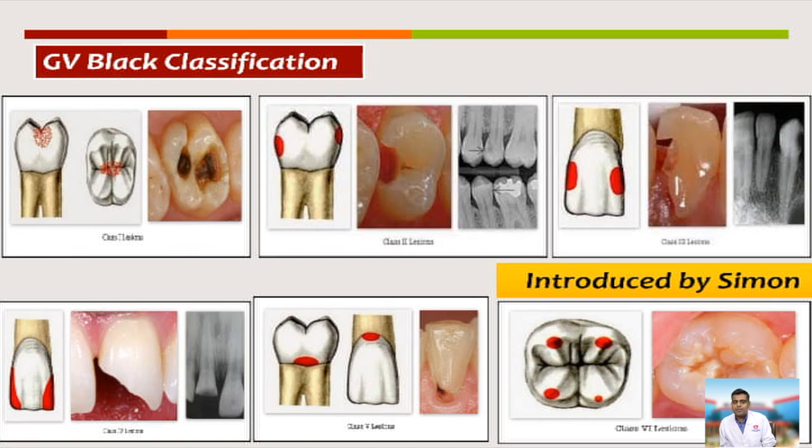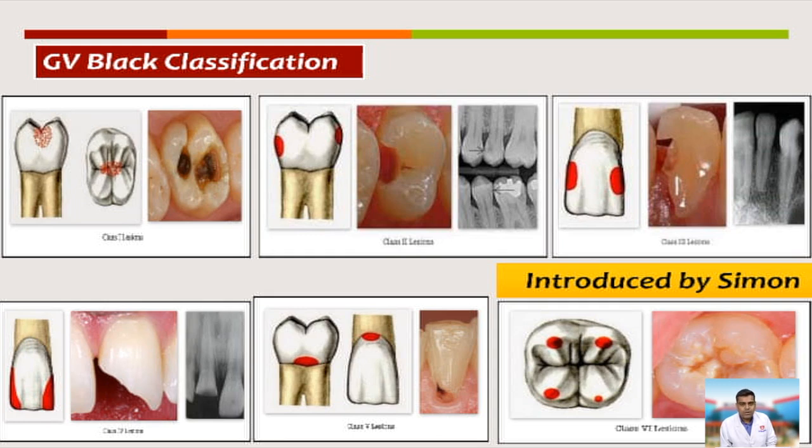Then coming to the GV Black classification. GV Black classified the caries into 5 types, and class 6 is given by Simon. It's a modification of GV Black. Class 1 lesion, as you can see in this picture, involves the occlusal surface. It is also known as pit and fissure caries. It is mostly present on the occlusal pit and fissures of molars and premolars.